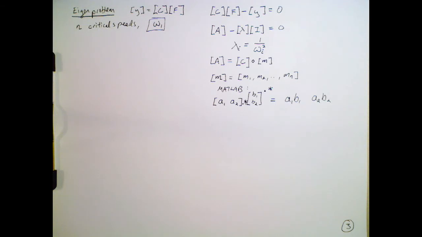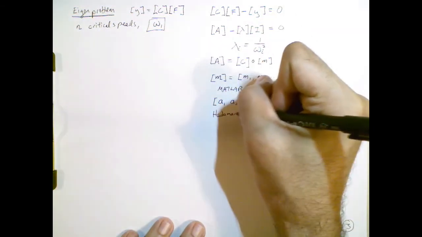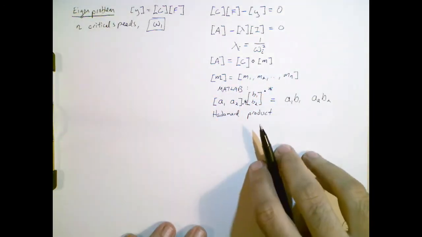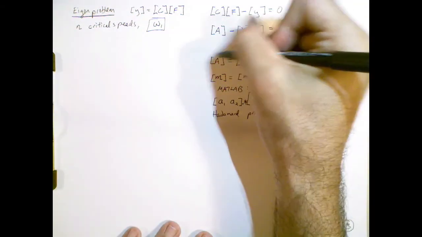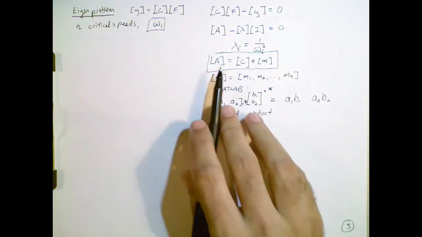So you might want to both look up the Hadamard product and also look at the dot times operator in MATLAB to learn a little bit more about how this formula works. It's a fairly simple way of deriving this matrix.